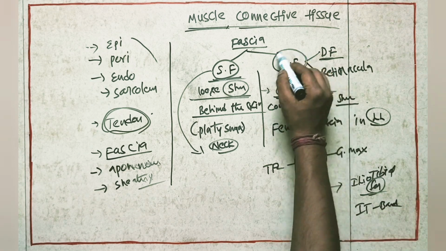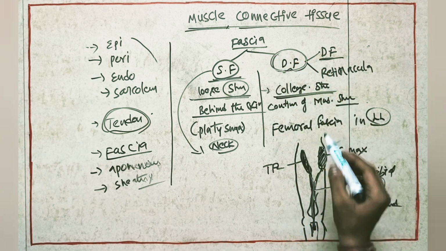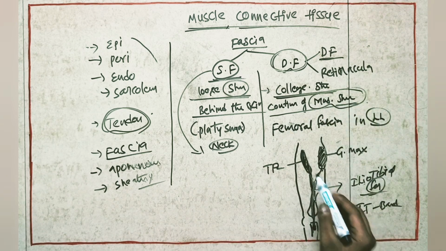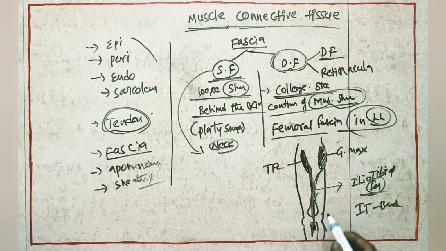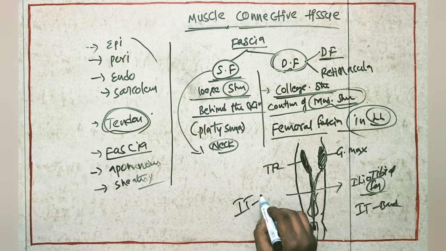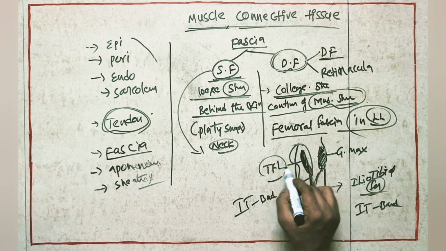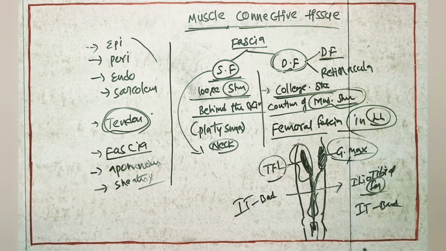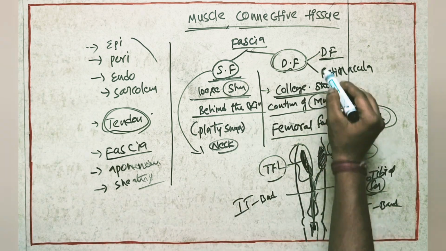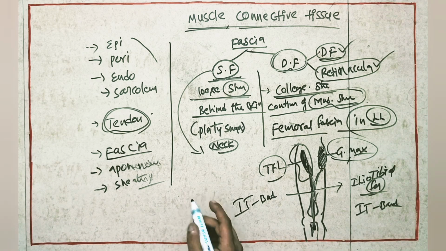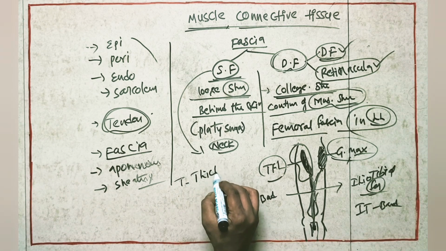So here deep fascia will be present inside the body. It is going to continue the muscle structures and it is going to take the muscle function also. Example, femoral fascia. Here it is the IT band, iliotibial band. It is going to take the forces from the TFL, tensor fasciae lata, and Gmax, gluteus maximus. So this is one example. Here deep fascia is over.